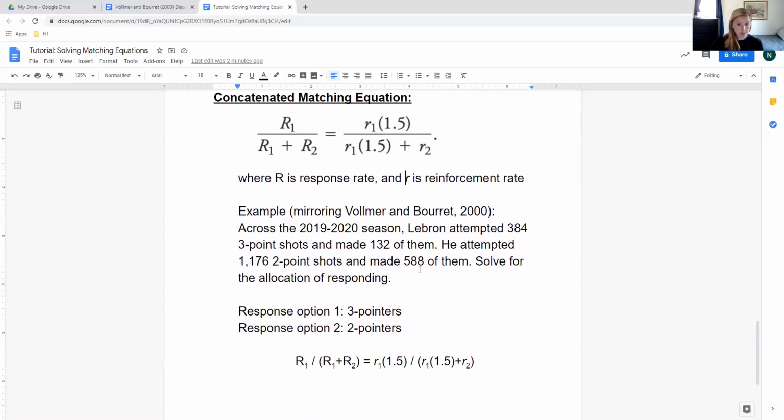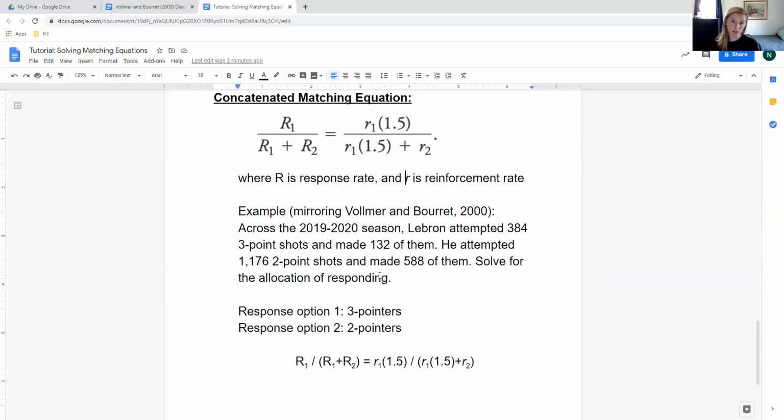So for this example, I have drawn data from some basketball statistics. Across the 2019-2020 season, LeBron James attempted 384 3-point shots and made 132 of them. He attempted 1,176 2-point shots and made 588 of them.